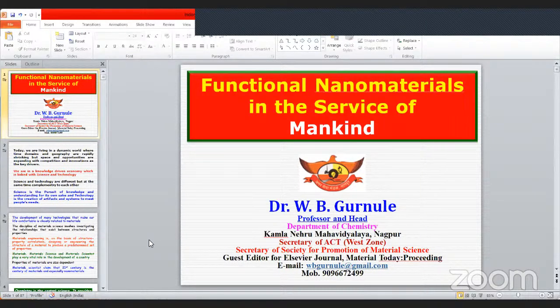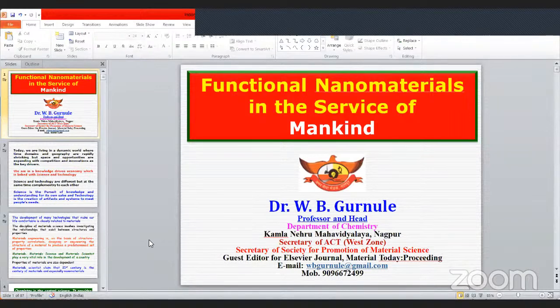Mainly the presentation is focusing on the synthesis of these materials by different methods. After that, we have to characterize them using different methods like XRD, X-ray diffraction pattern, then TEM, and also AFM, and after that BET. All these techniques we are using for characterization.